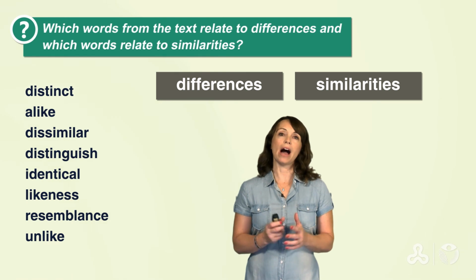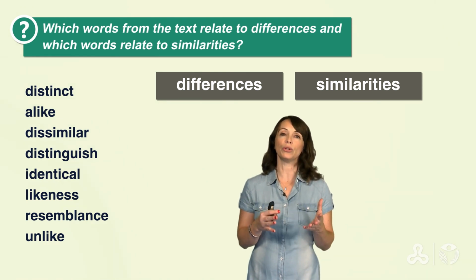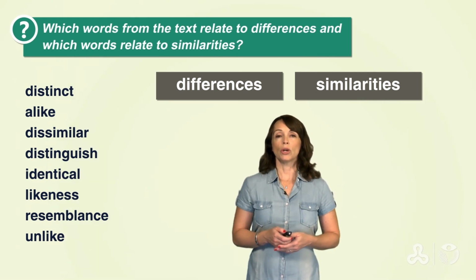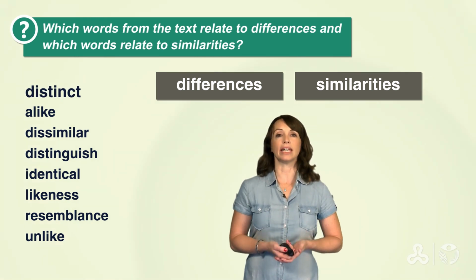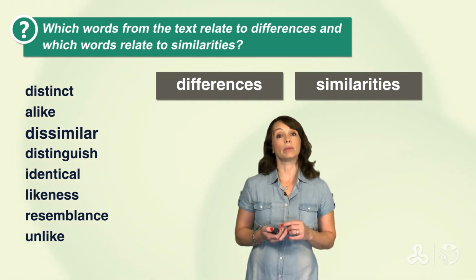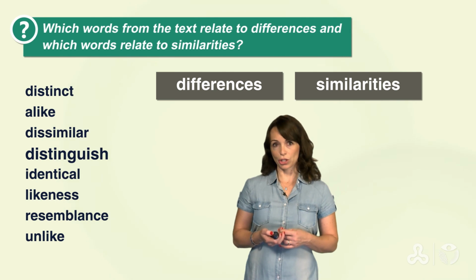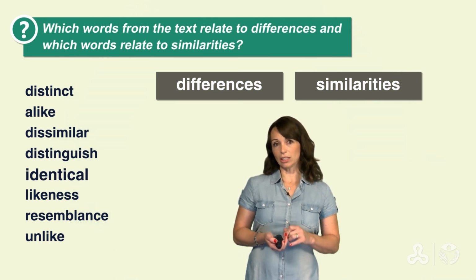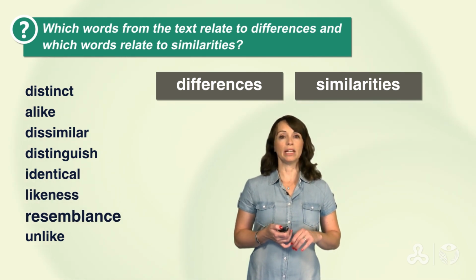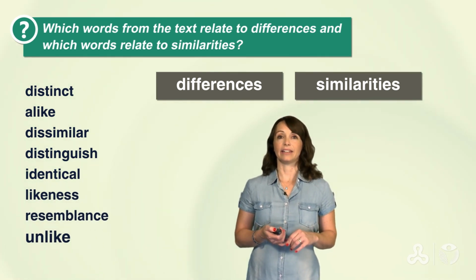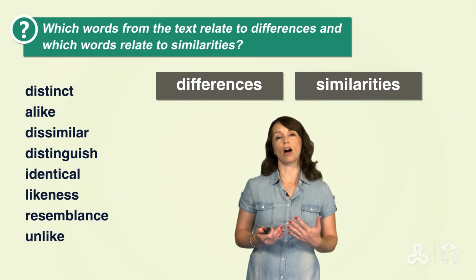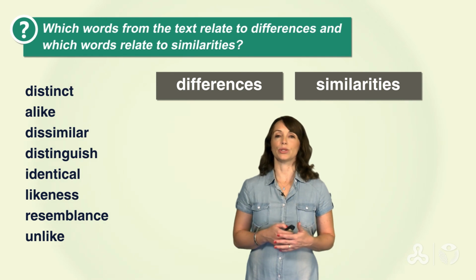And then you're going to think about which words do you think talk about differences and which words talk about similarity. So we have the list, the word distinct, alike, dissimilar, distinguish, identical, likeness, resemblance, and unlike. So now pause and try and see which words belong to differences or similarities.